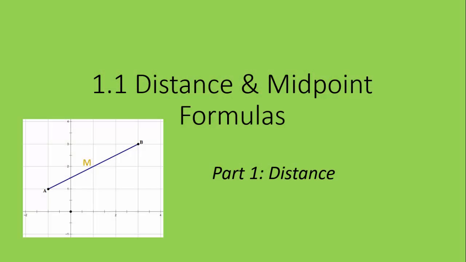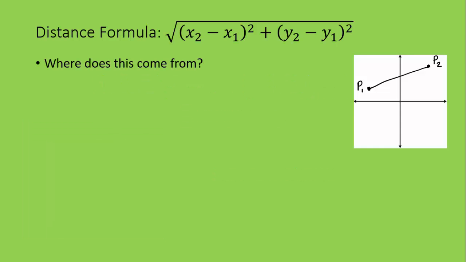Let's think about distance and midpoint formulas, starting with distance. For any 2 points, P1 and P2, the distance between them is calculated with this formula. I'm sure it looks familiar to you from algebra and geometry both. But let's talk about where it comes from. You may recall that it has something to do with Pythagorean theorem.